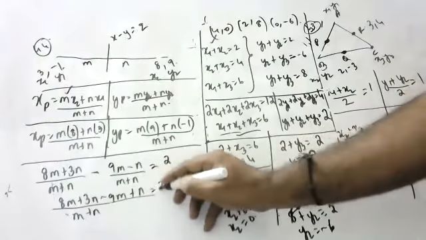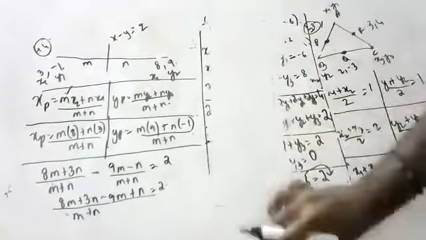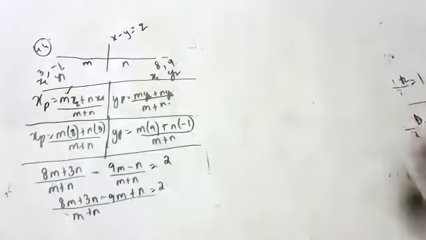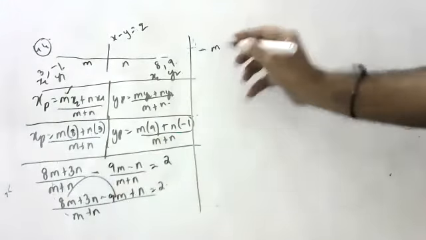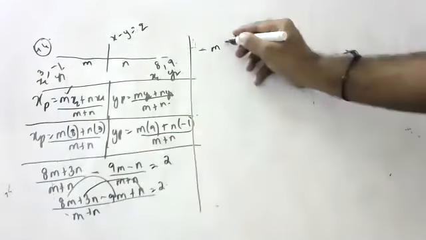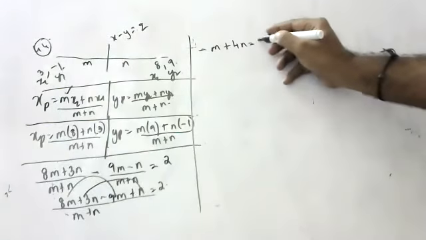Small mistakes, there only you will lose marks. Significant mistakes will say no. There only you lose marks. Be careful. 8m minus 9m minus 1 minus m plus 4n is equal to 2.